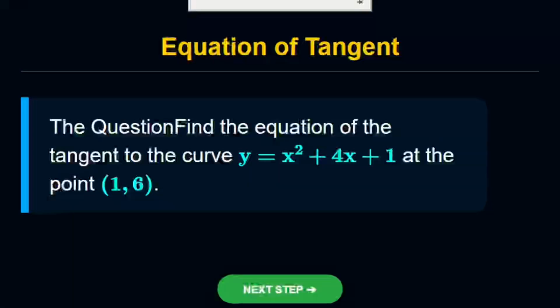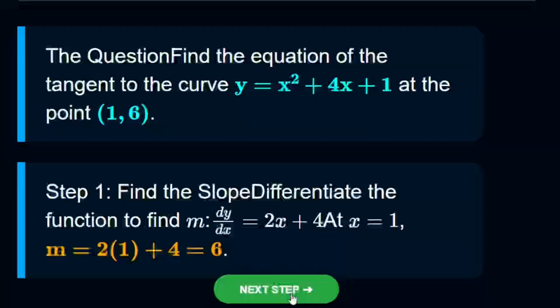Solve the question. Find the equation of the tangent to the curve y is equal to x square plus 4x plus 1 at the point (1, 6). To find the equation you need a slope. So slope is dy by dx. Differentiating on both sides, you will get dy by dx is equal to 2x plus 4. At the point x is 1, substitute 1. So slope is equal to 2 into 1 plus 4, that is equal to 6.